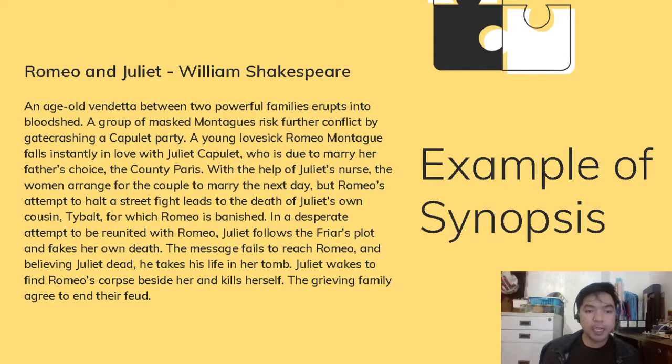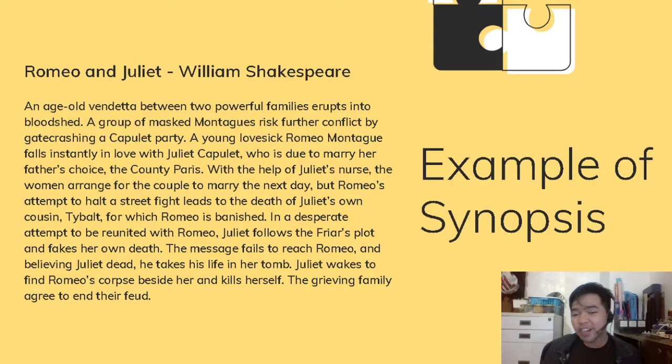In a desperate attempt to be reunited with Romeo, Juliet follows the friar's plot and fakes her own death. The message fails to reach Romeo, and believing Juliet dead, he takes his life in her tomb. Juliet wakes to find Romeo's corpse beside her and kills herself. The grieving families agree to end their feud.